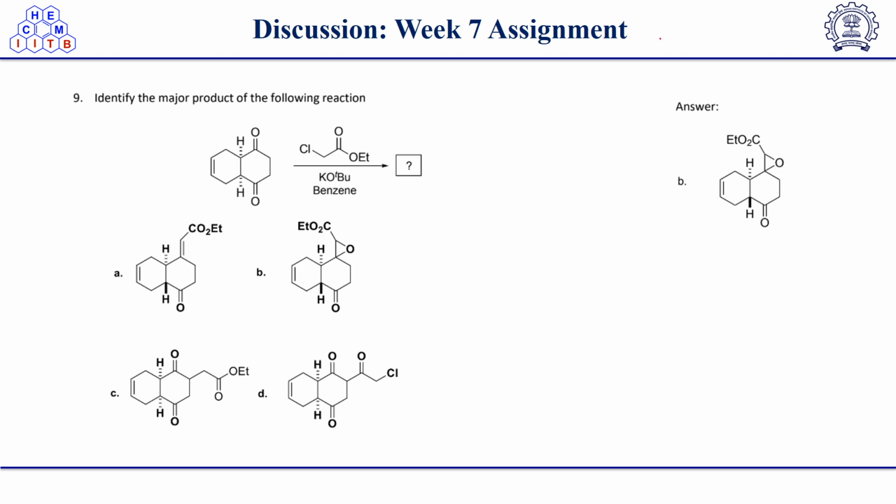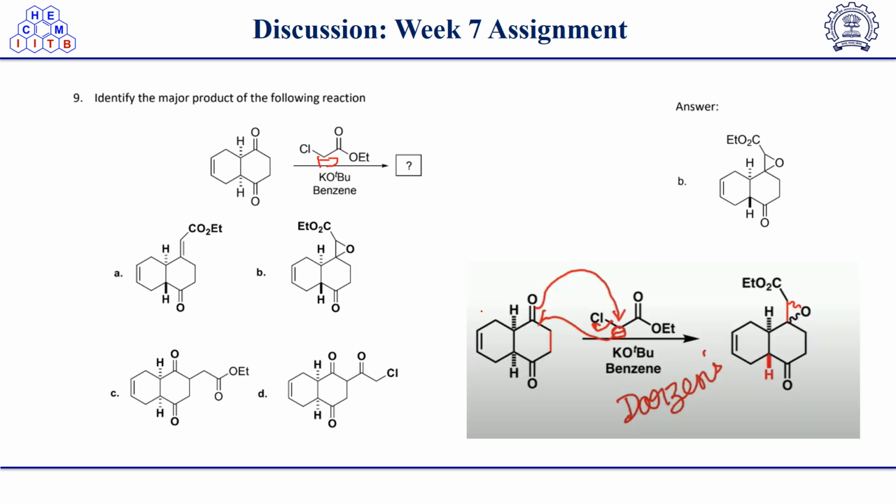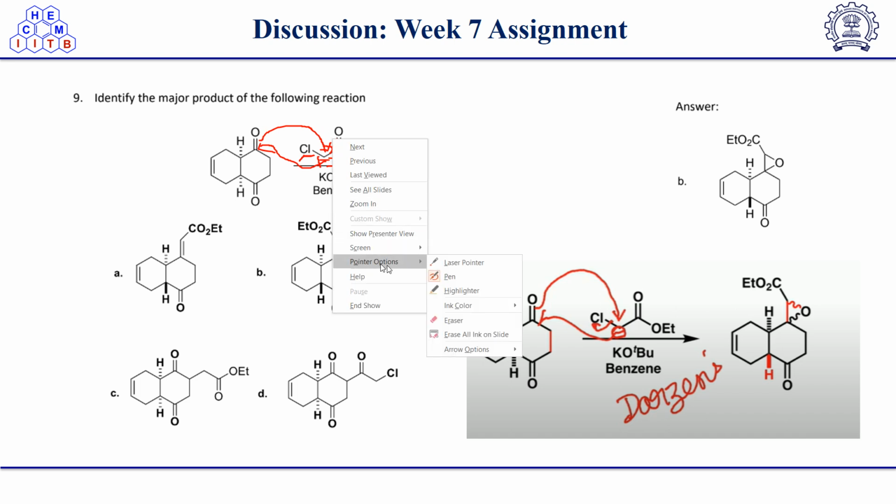And what is happening? This potassium tertiary butoxide will abstract a proton from here, and that will create a negative charge at this position. And that negative charge will attack this carbonyl carbon center, and this oxygen will attack at this particular position, and the Cl minus will get eliminated. So what we will be getting, an epoxide ring will be forming as shown in this reaction.